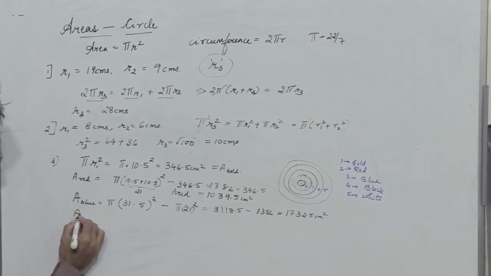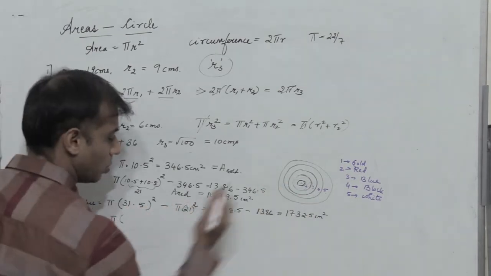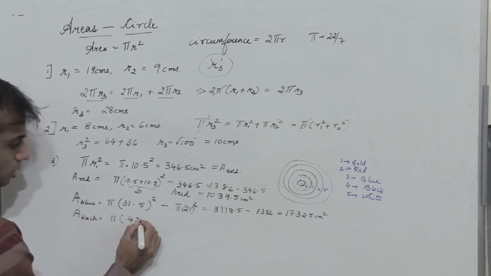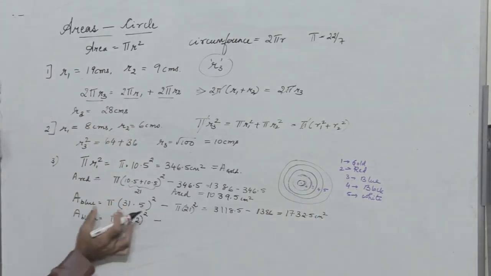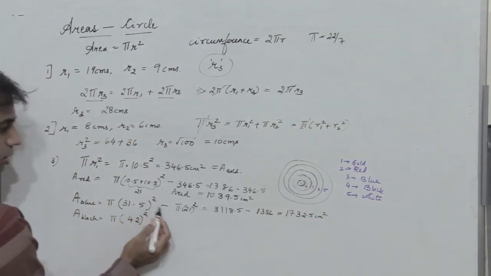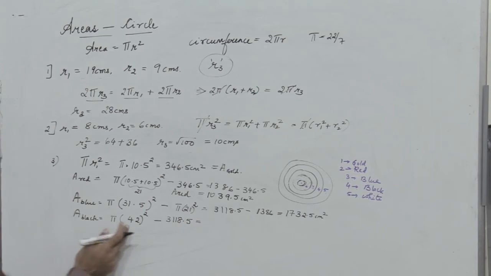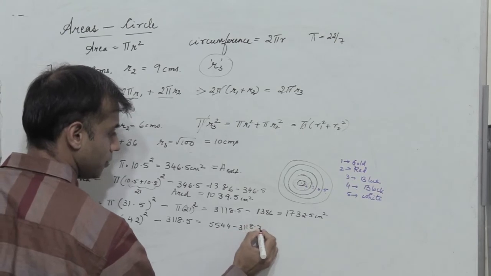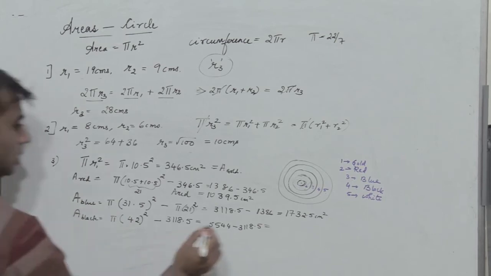So the area of the black region is again pi into, so 31.5 is the radius here plus 10.5. Okay, so that gives us 42 square minus this entire area. So this entire area is given by pi into 31.5 the whole square. So this value is 5544 minus 3118.5, which gives us an area of 2425.5 centimeter square.